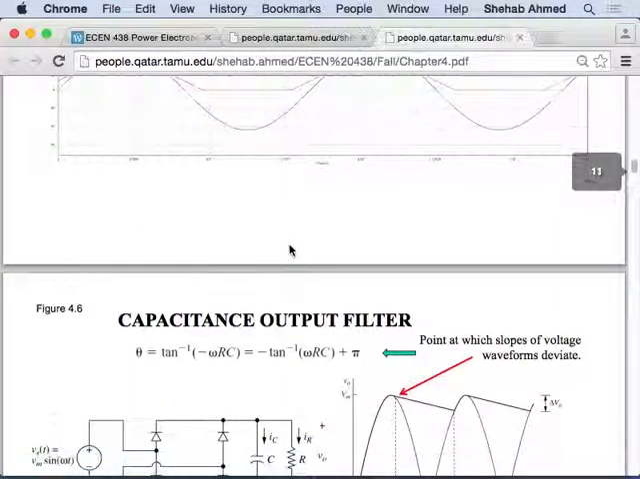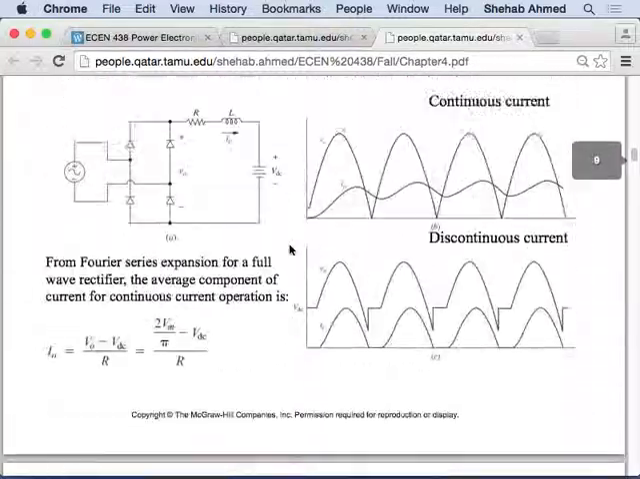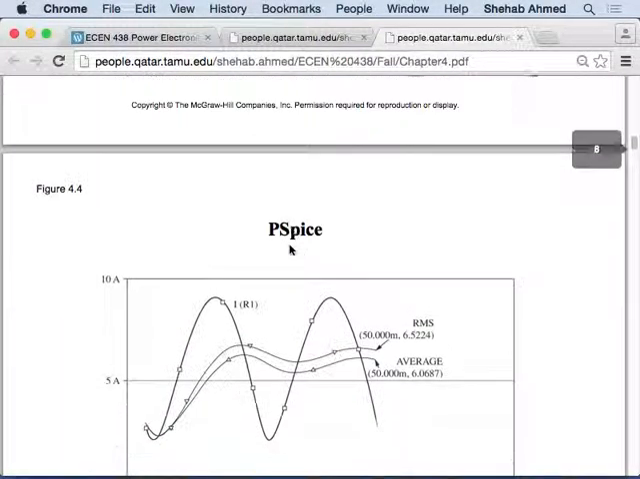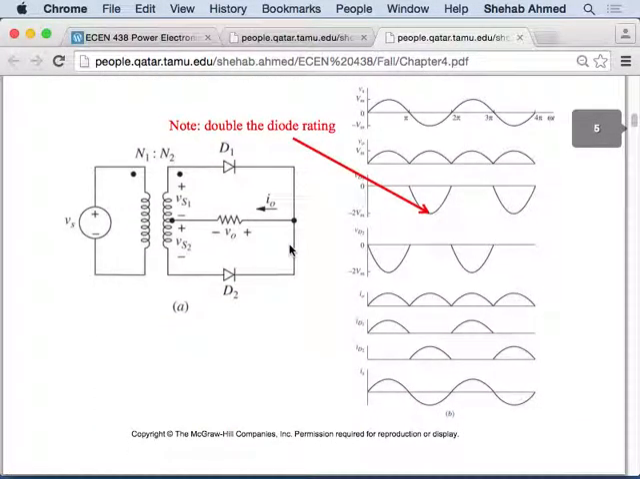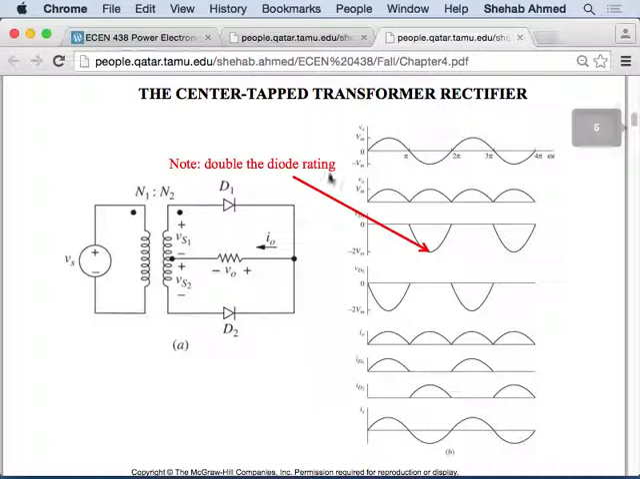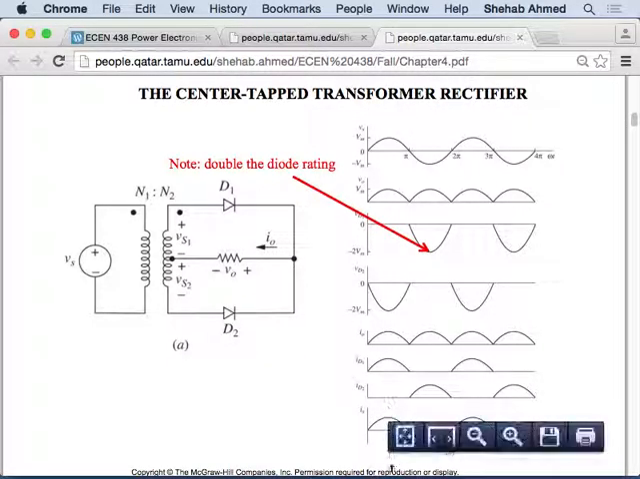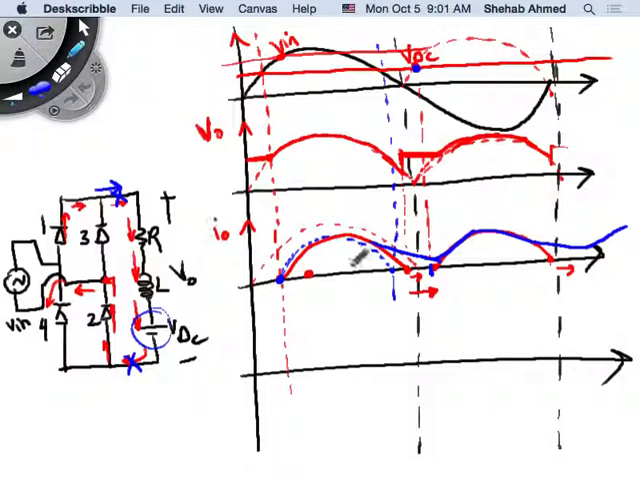What else? Before we go to the capacitor, there was one circuit that I skipped here. This one. So it's called the center tapped transformer rectifier, and let's see how this one functions. So everybody's okay with this? No? You okay? So let's see how this works.